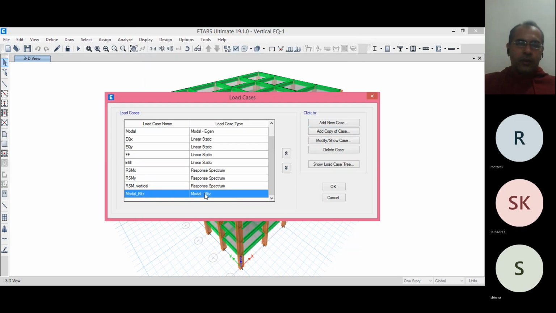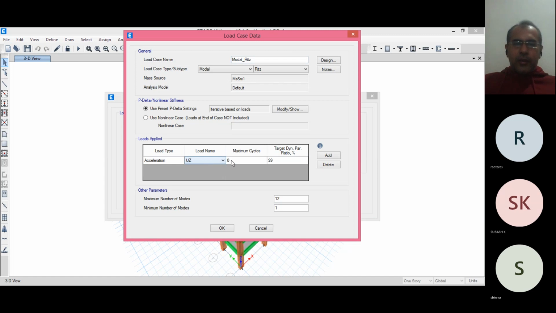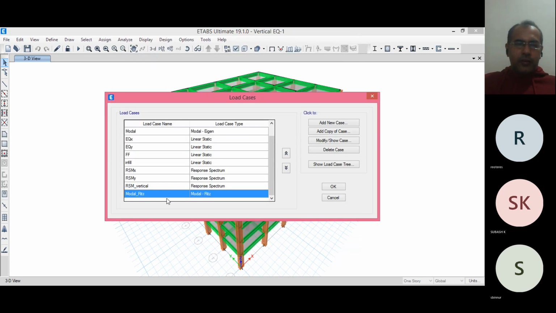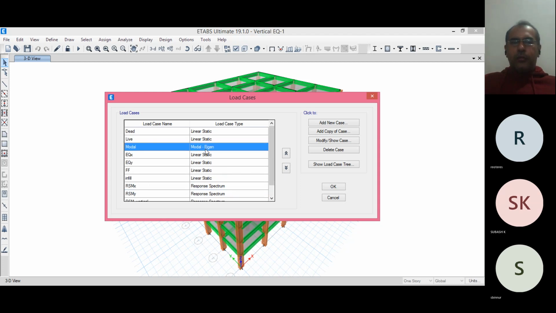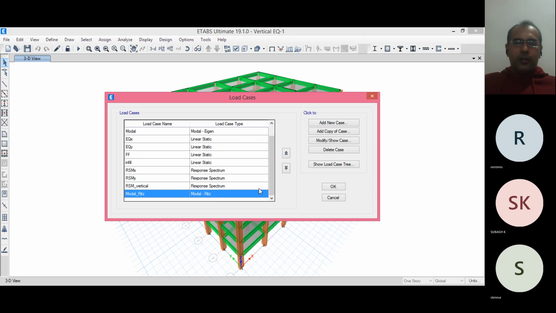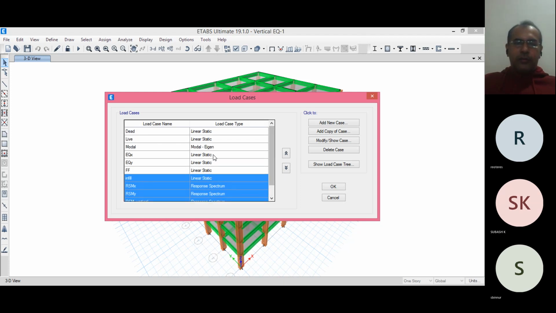Okay. So this is what was created. UZ and number of cycles is 0. Target dynamic participation mass ratio should be 99%. And currently 12 I have defined as the number of modes, so that is not a problem. Okay, so this is the Ritz vector modal case that was created. And this delta preset setting is kept on here. So that is the Ritz vector for vertical earthquake, and this is for horizontal earthquake. So two modal load cases you need to create: modal eigen and modal Ritz.